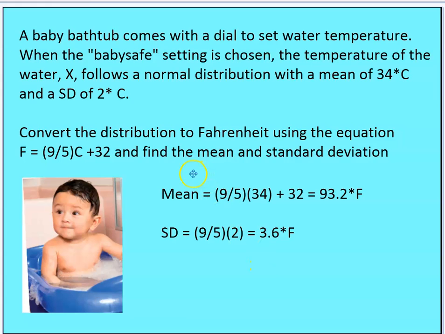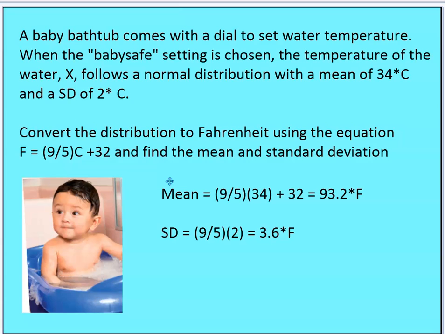All right, so we said the mean is equal to 9/5 times x plus 32. Right, so 9/5 times 34 degrees plus 32 is equal to 93.2 degrees. So we have the Fahrenheit converter. So we substitute the value of Celsius in, and we end up with 93.2 degrees Fahrenheit.